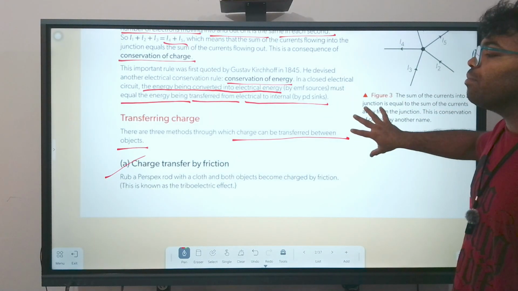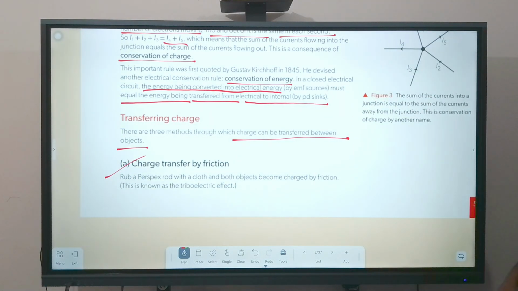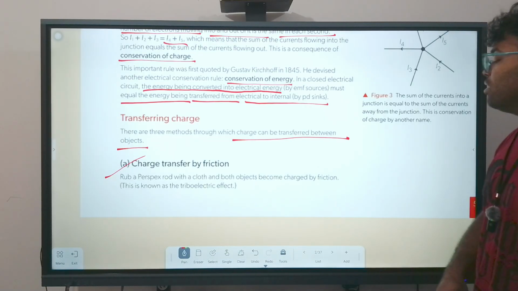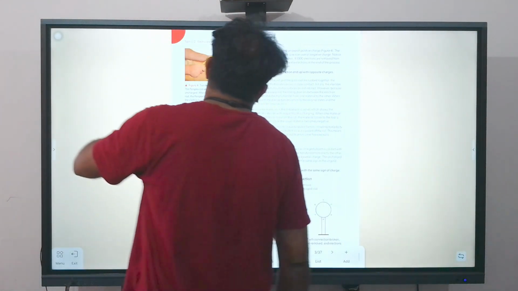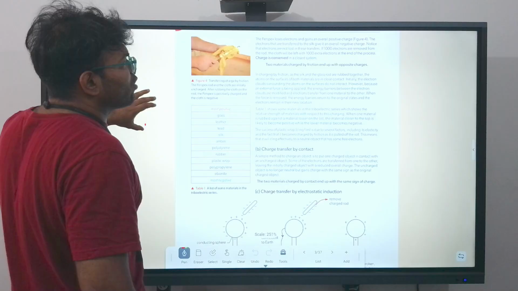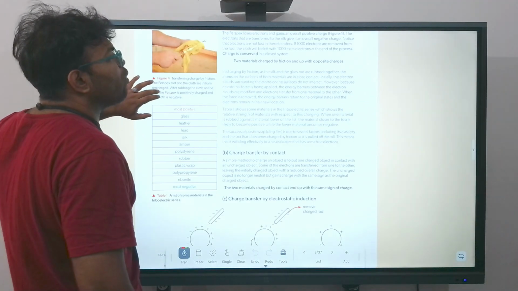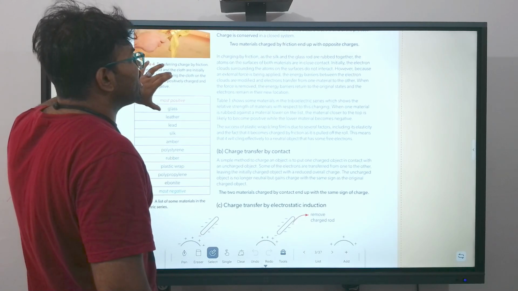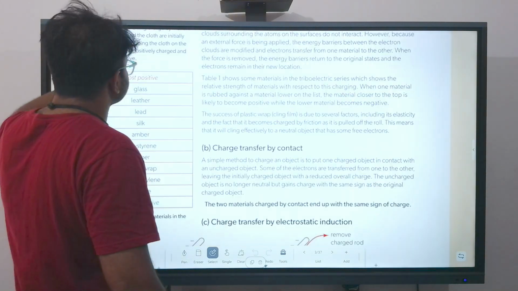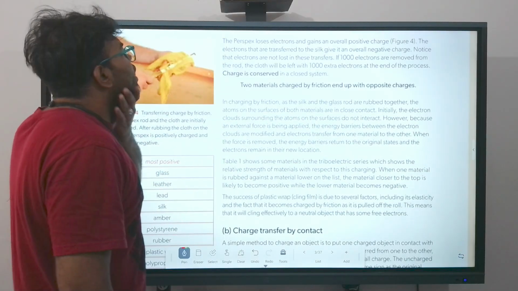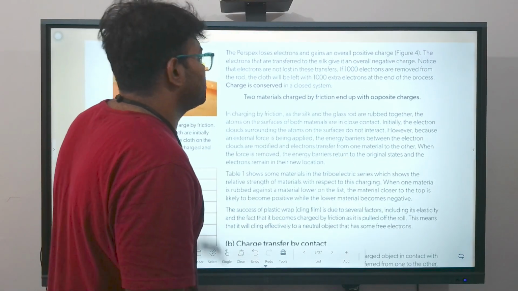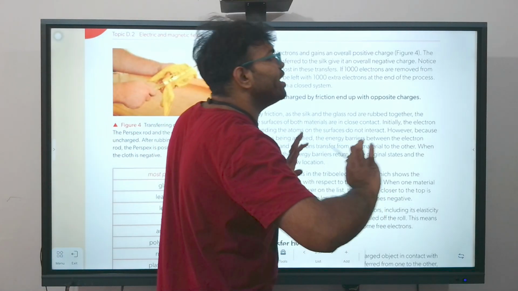Next. So, rub a perspex rod with a cloth, and both objects become charged by friction. This is known as the triboelectric effect. The perspex loses electrons and gains an overall positive charge. The electrons that are transferred to the silk give it an overall negative charge.